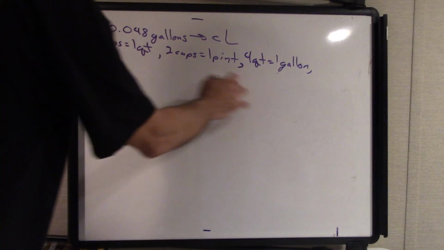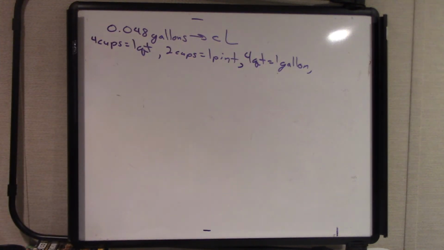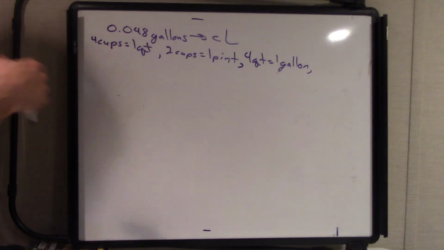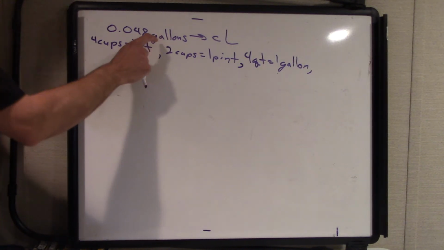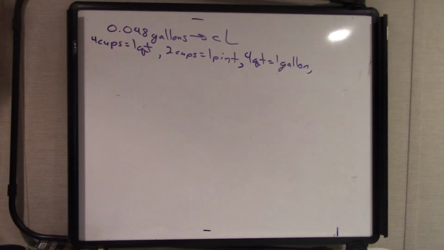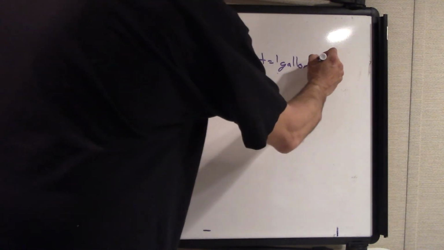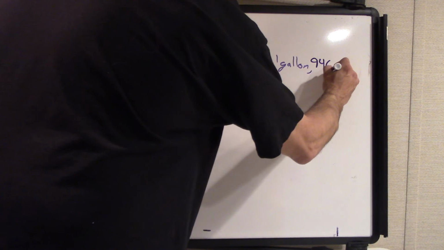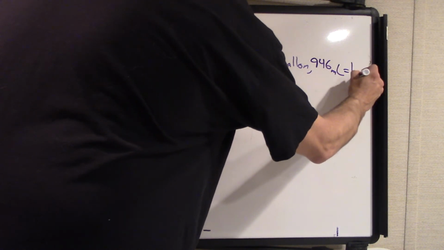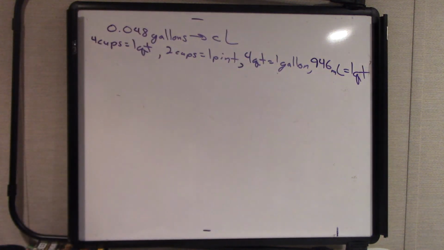So far, these are all English to English conversions. Remember, you would need one way of getting between the English and the metric, because that's what the problem's really asking. Gallons English, centiliters metric. So in order to do that, you need at least one conversion for that property. And the one that's supplied is 946 milliliters is 1 quart. So these are what we have available to work with. It doesn't mean we have to use all of them. Sometimes you're given more than what you need, but that's what we have to work with.